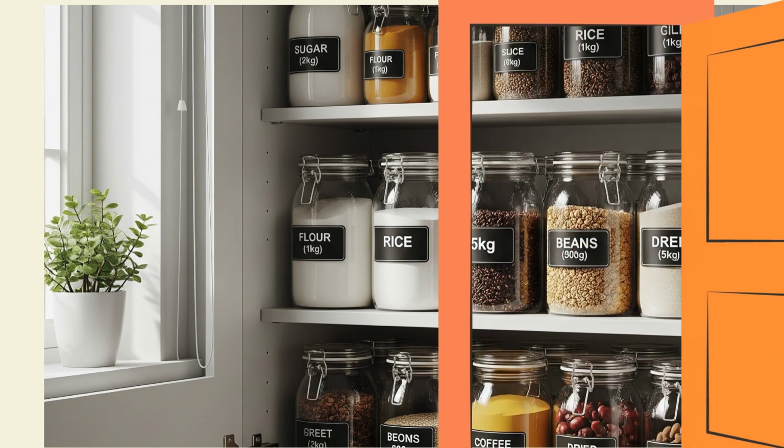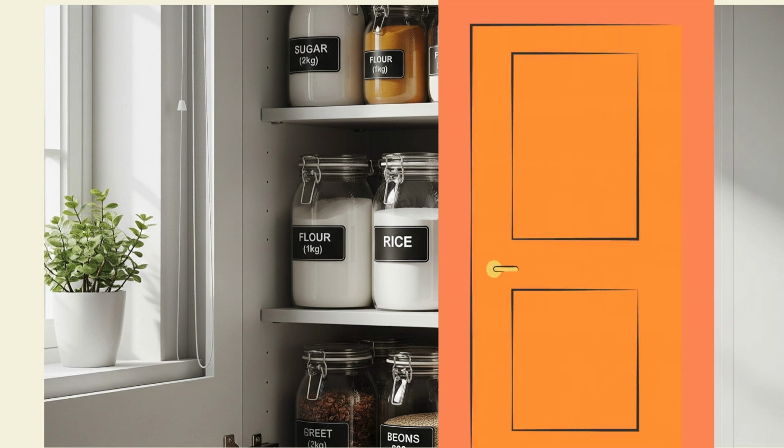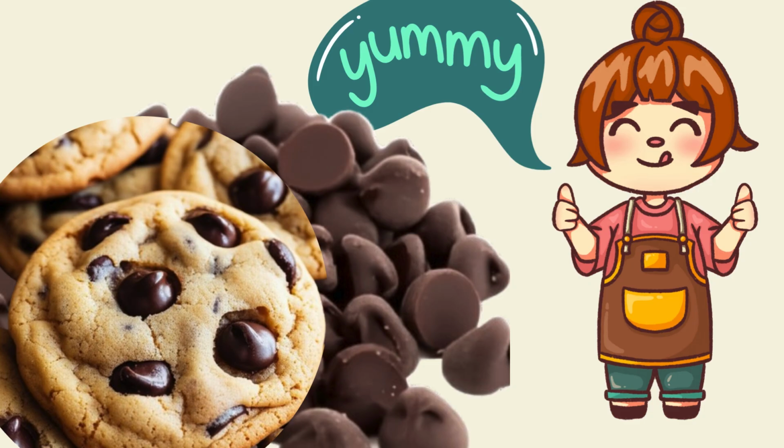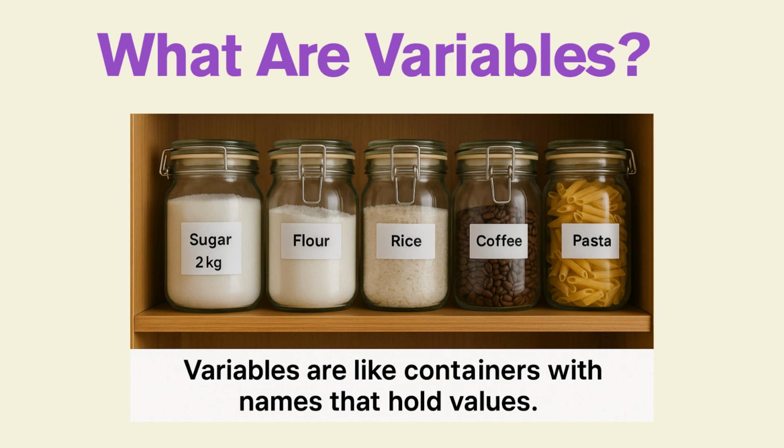Imagine you're in your kitchen. You open your cabinet and bam, a neat row of jars, each one labeled sugar, salt, cookies, maybe even chocolate chips. Tasty and organized. Just like those jars, a variable in programming is a container, a labeled space where you can store something. It could be a number, some text, or even a list of items.